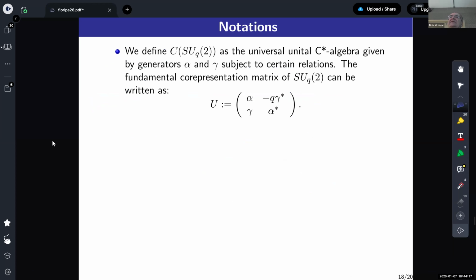But before I do that, so that you understand what I'm talking about, I have to recall some notation. Otherwise, you will not follow my formulas. I already mentioned many times the C*-algebra of SUq(2), but let me view it as the universal C*-algebra given by generators alpha and gamma, subject to some relations which most of you know. Using these generators, I can write the fundamental co-representation matrix of SUq(2), and this is of this form. This is a unitary matrix in 2x2 matrices over the C*-algebra of SUq(2).